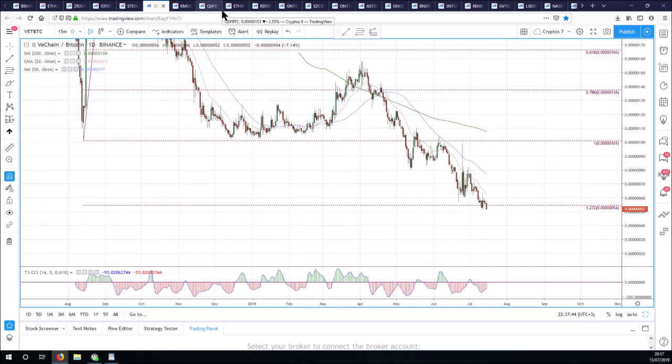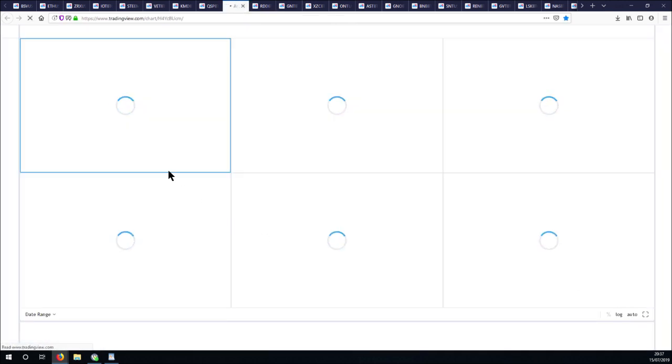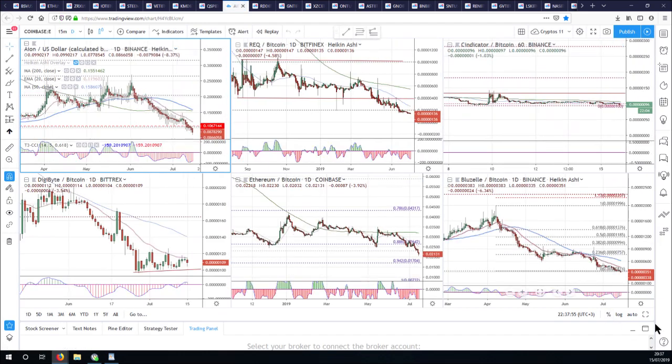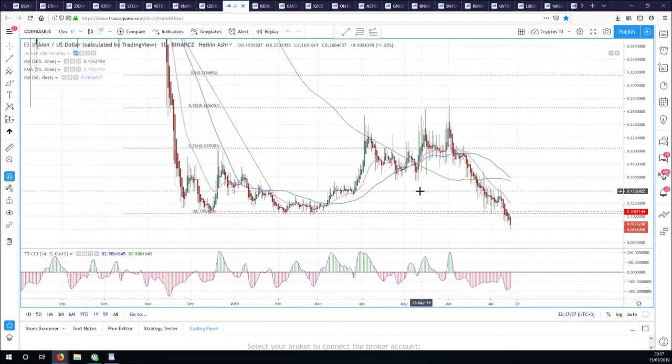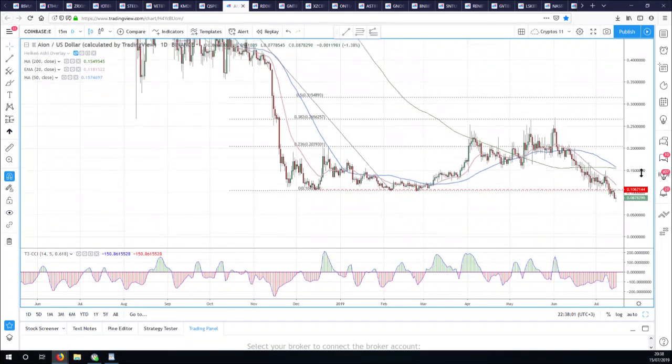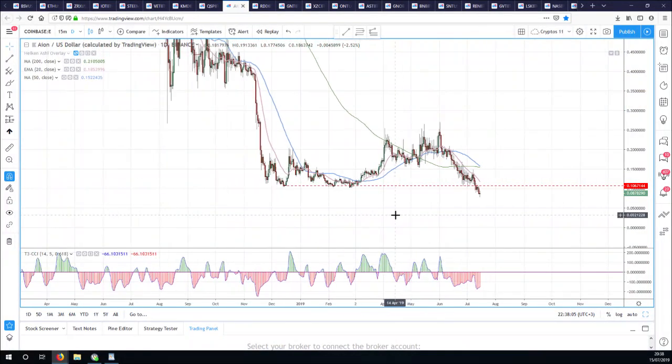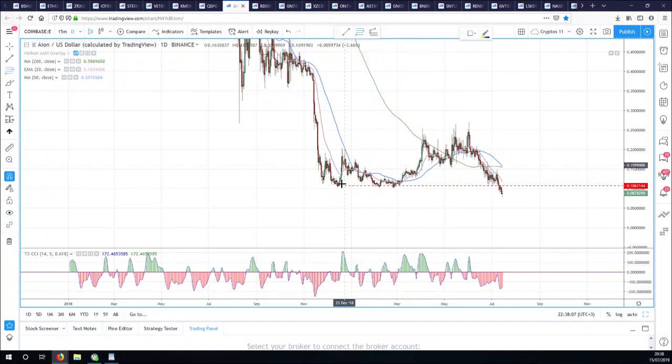Next one people asked for was Aion. Aion is here. I know people write and tell me they have tab anxiety when they look at my charts. Now this is another one where we have lost previous support, so I'm going to take that away, and we're underneath it. So where are we looking for?